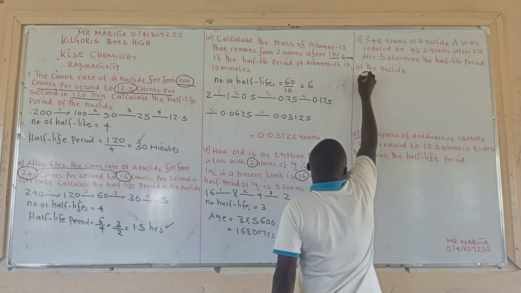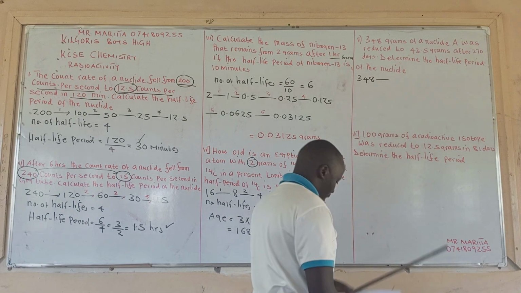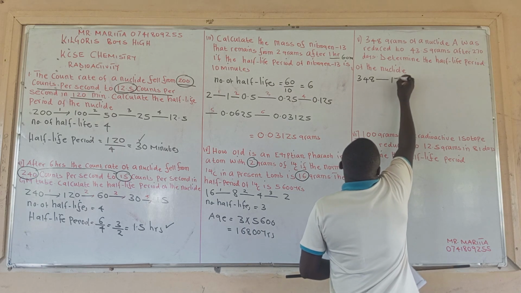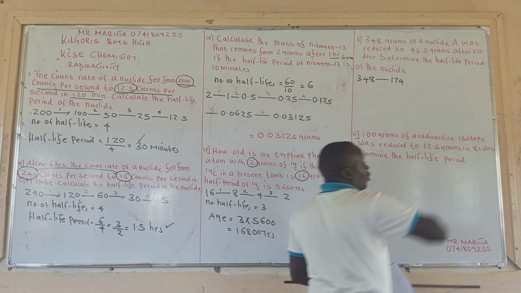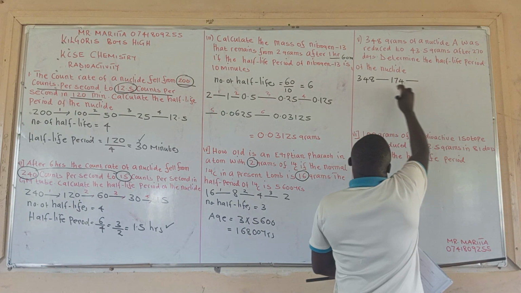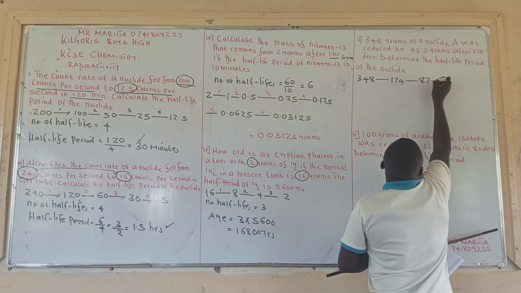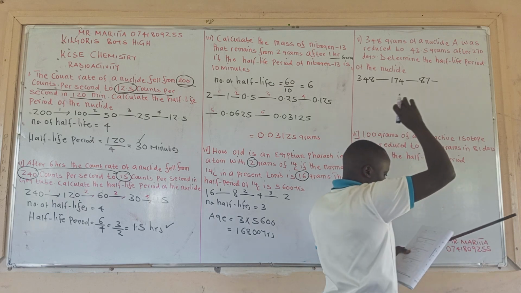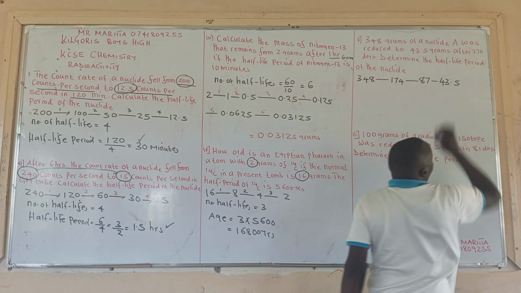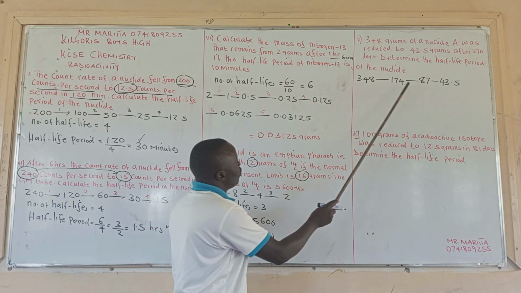So we have this as 348 in this case. If you divide that one by 2, we have this is 174. We are not yet at 43.5. When you divide this one by 2, that one is giving us 87. We proceed. 87 divided by 2, this is giving us 43.5. So here we have the number of half-lives. So we have 1, 2, 3.